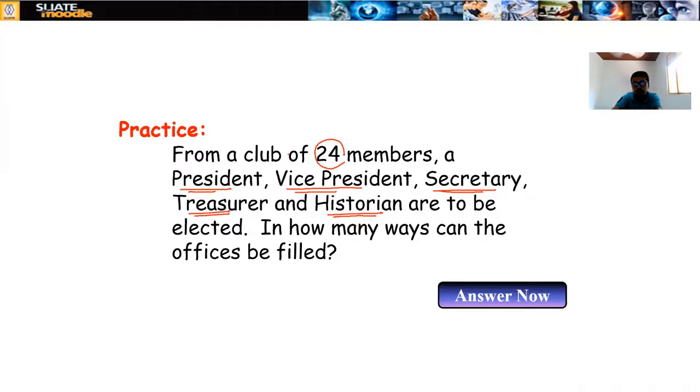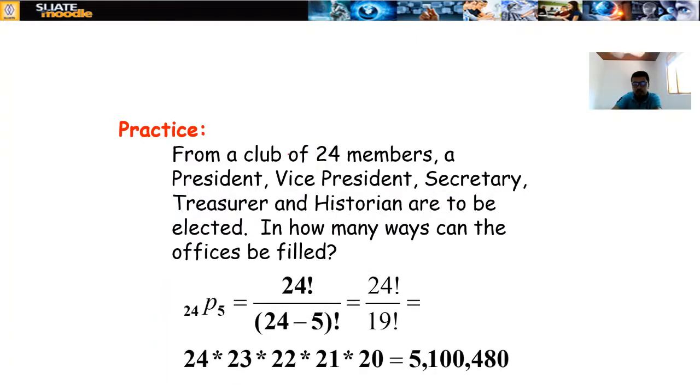24P5 or 24C5? It should be 24P5. 24P5, what should be the final answer then? 5,100,480. Not 42,504. No. This is permutations, right?